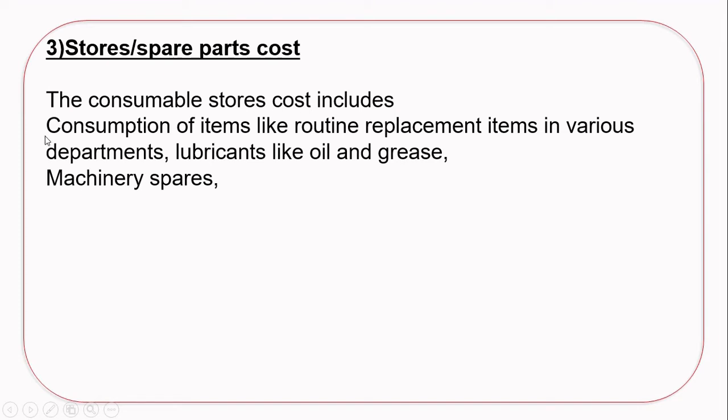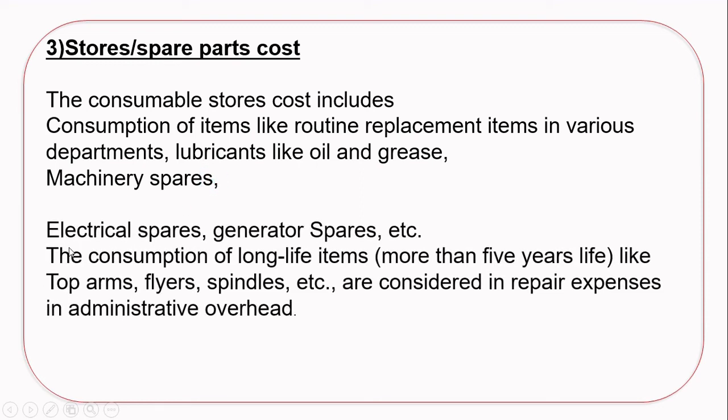The consumable stores cost includes consumption of items like routine replacement items in various departments, lubricants like oil and grease, machinery spares including electrical spares, generator spares, etc. The consumption of long life items, more than 5 years life, like top arms, spindles, etc. are considered in repair expenses in administrative overhead.